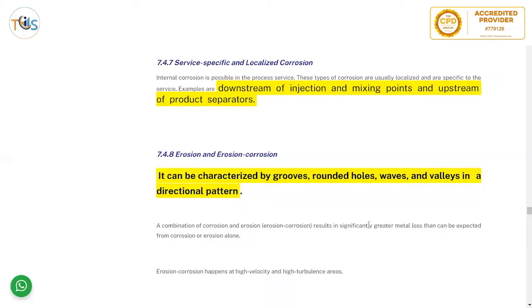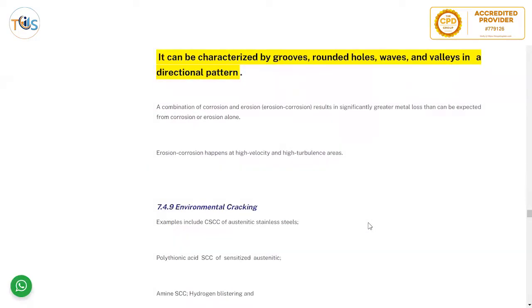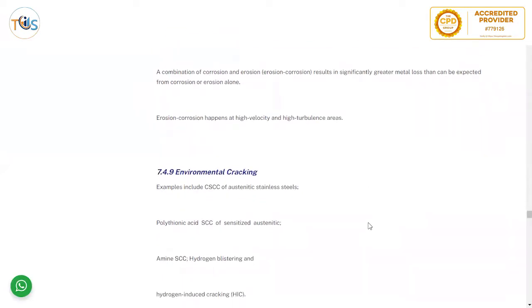Erosion corrosion can be characterized by grooves, rounded holes, waves, and valleys in a directional pattern. So that is the morphology of erosion corrosion. The combination of corrosion and erosion, called erosion corrosion, results in significantly greater metal loss than can be expected from corrosion or erosion alone. Erosion corrosion happens at high velocity and high turbulence areas.